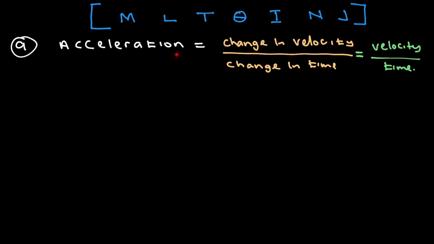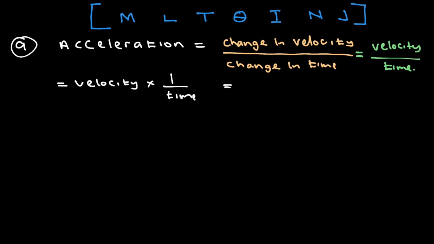Number 9, acceleration. Acceleration is change in velocity over change in time. If you have change in velocity, then you're going to get a velocity. If you have change in time, then you get a time. So acceleration is velocity over time, and that can be separated as velocity times 1 over time, as you can see.